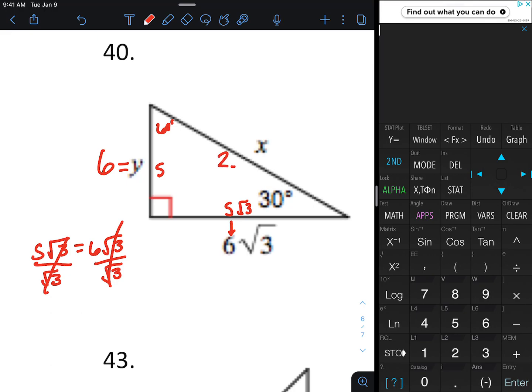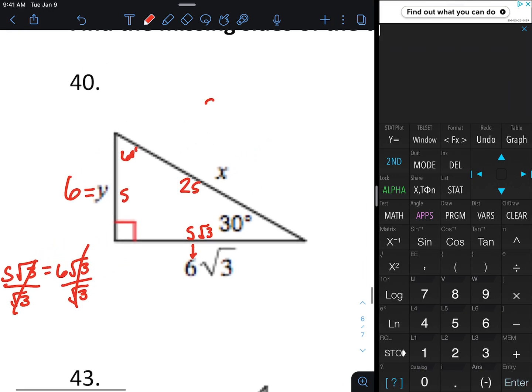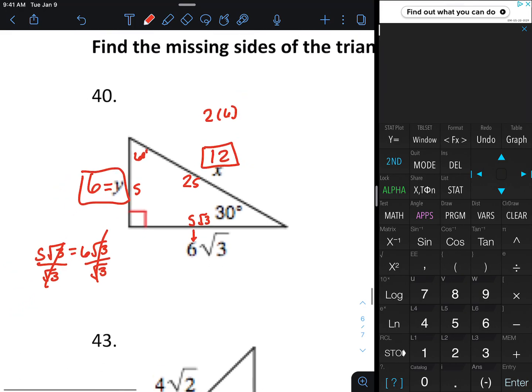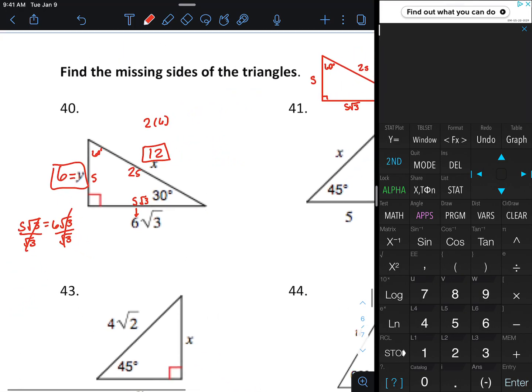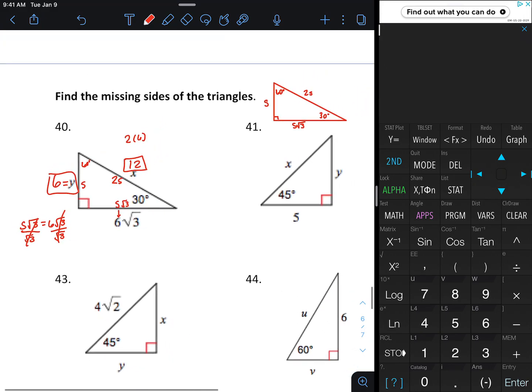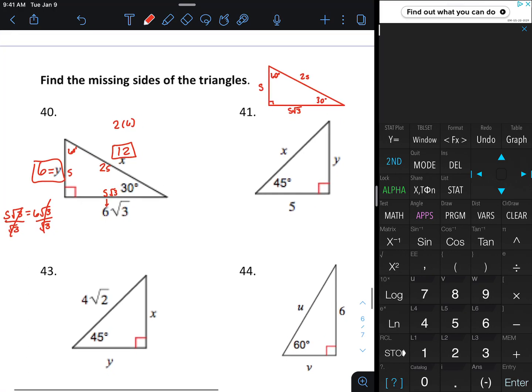And then the hypotenuse is always 2 times S, so I'm going to go 2 times 6 here for X, and that's going to get us 12. So you need to find the Y part before you can do the X. That's the big idea with 30, 60, 90 triangles. Some of them are a little bit more advanced, but this one was pretty straightforward.